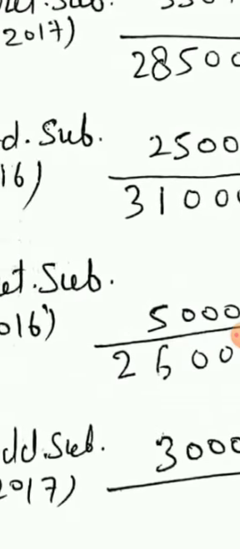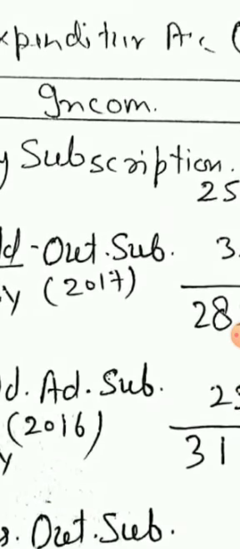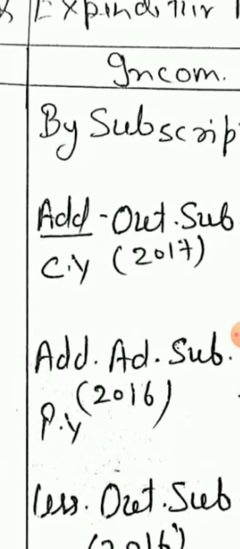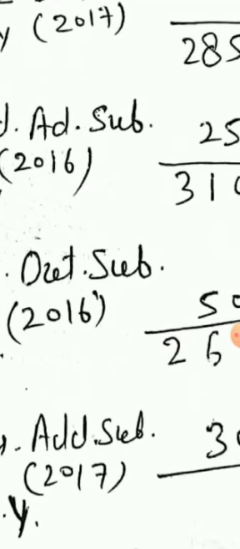By this way we are solving the question for the income and expenditure account, and in this income and expenditure account we are showing this subscription. We add outstanding current year, less previous year outstanding, less advance current year, and add previous year advance. Okay, by this we have solved the question.